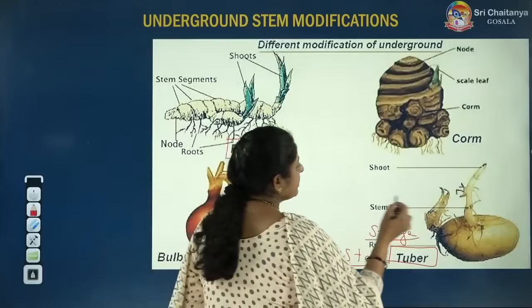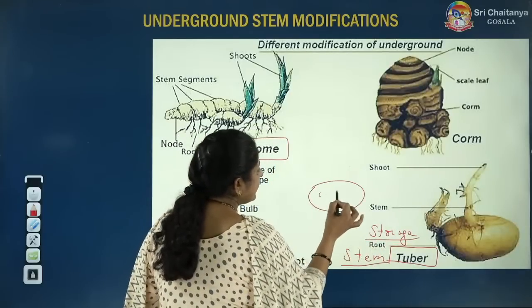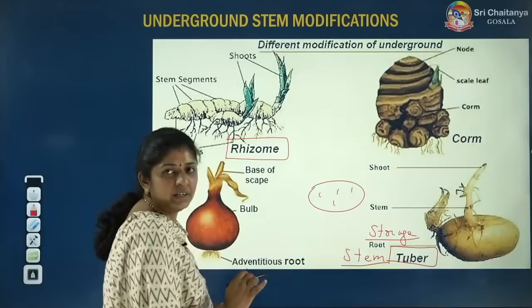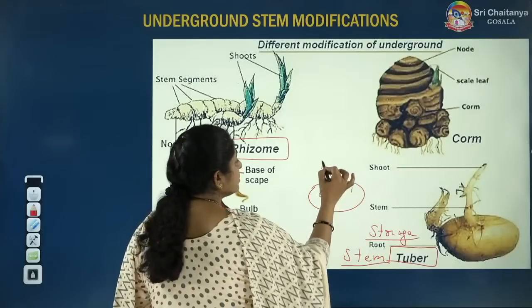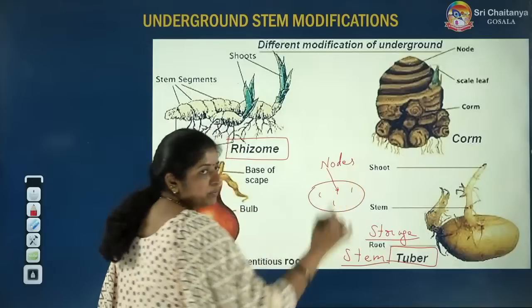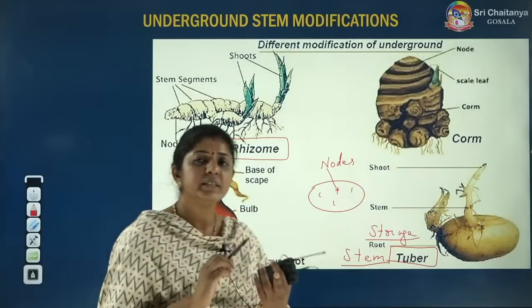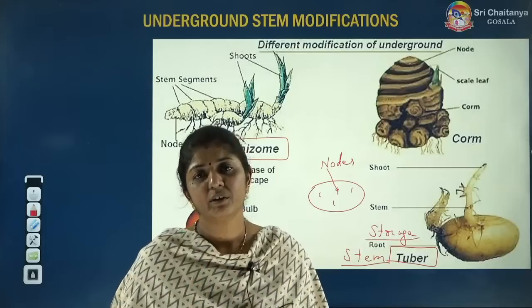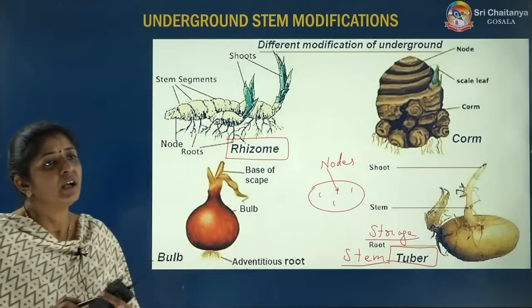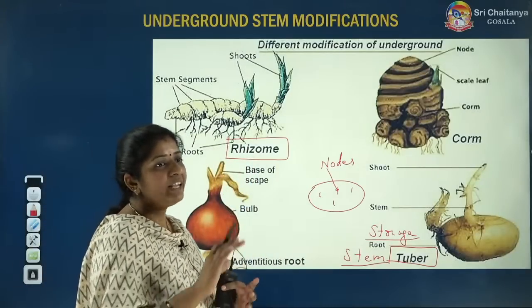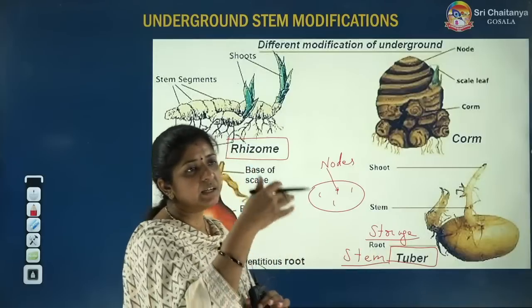Having nodes and internodes. Have you seen the potato? They have something like this on it. This is indicating the nodes of the potato. So it is indicating it is a stem, not a root, because you have learned the stem has nodes and internodes. Are you getting that? Okay. Why thorns are formed, we will discuss under that topic.